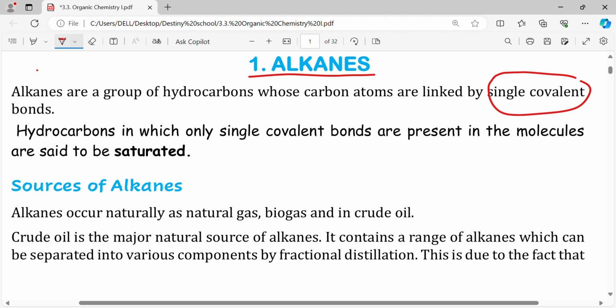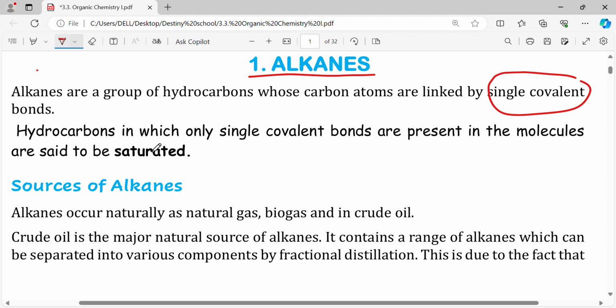The carbon atoms have single covalent bonds within them. So there is no double bond and no triple bond in alkanes. This point is very important. Hydrocarbons in which only single covalent bonds are present in the molecule are said to be saturated. Why are we saying that they are saturated? We are saying they are saturated because it is full, there is no space for anything else.